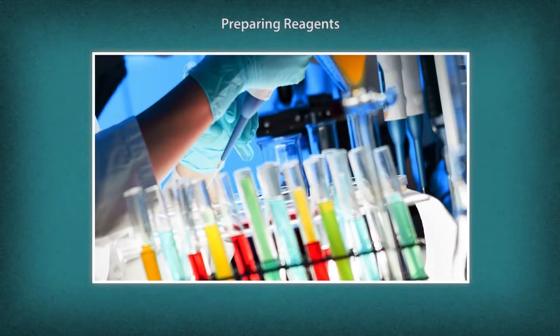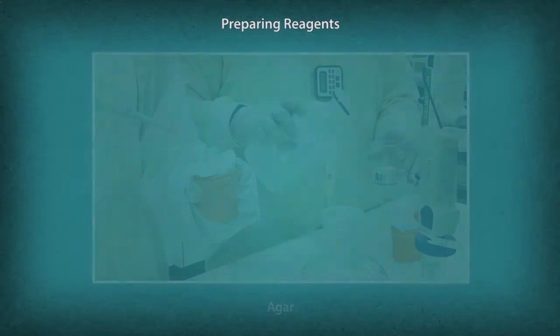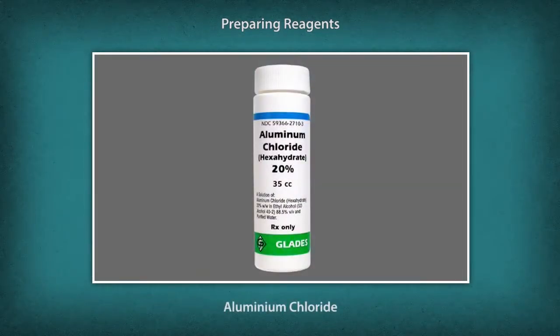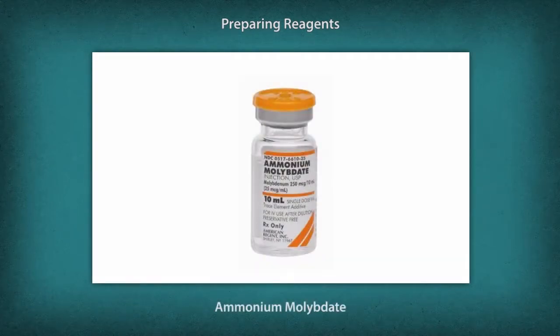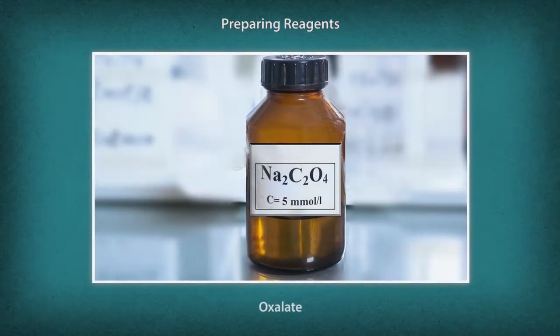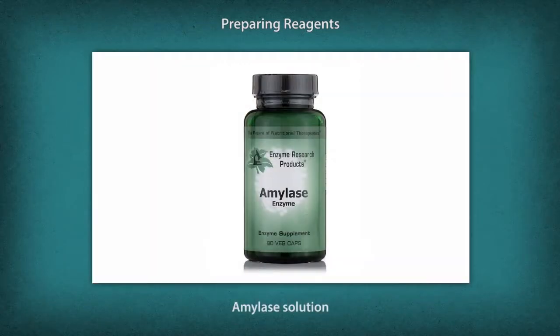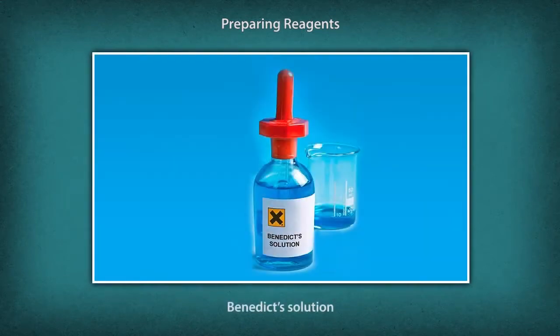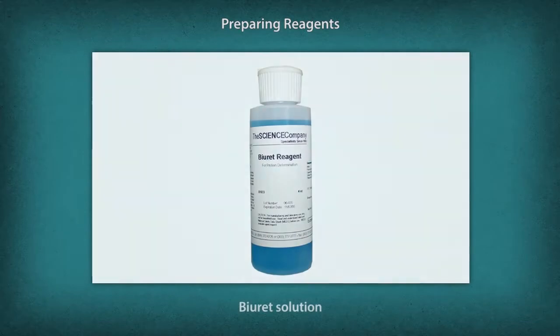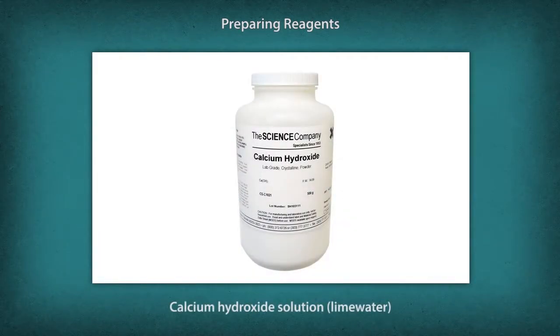Preparing reagents. There are many reagents prepared in a laboratory. Some of the most common reagents are agar, aluminum chloride, ammonia, ammonium molybdate, oxalate, amylase solution, barium chloride, Benedict's solution, burette solution, calcium hydroxide solution, lime water.